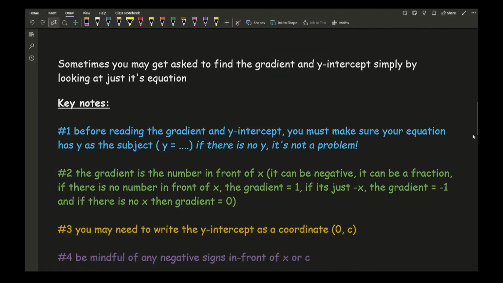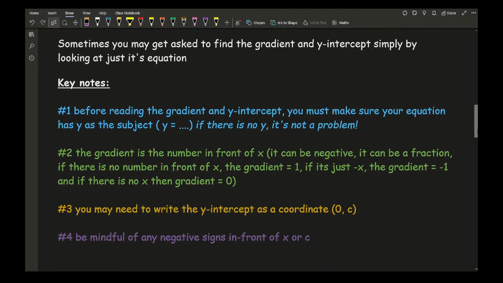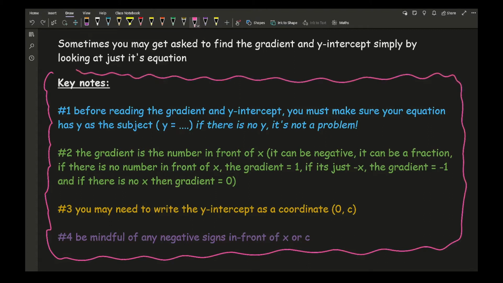Sometimes you may get asked to find the gradient and the y-intercept simply by looking at its equation. So you might not get a graph, and if you do get a graph, I'll do another video on how you can find the gradient and the y-intercept. There are some key notes that you need to be aware of, and with it being a key note, let's put a bubble around it. If any of these key notes make absolutely no sense to you, do not worry, because when I go through some examples, I will bring up these points to reiterate them and explain in a little more detail what they mean.